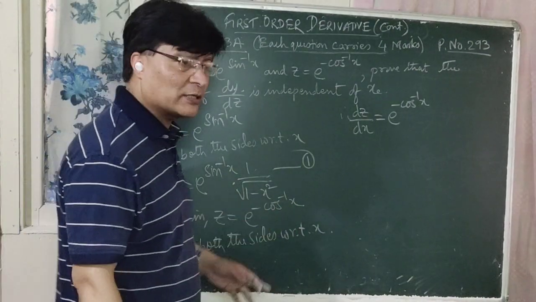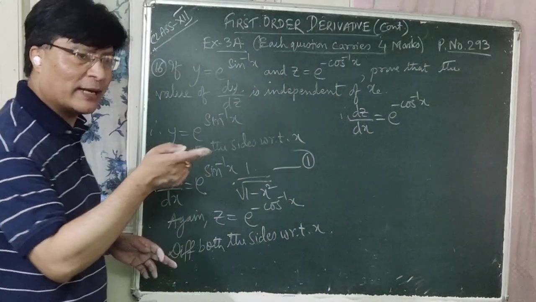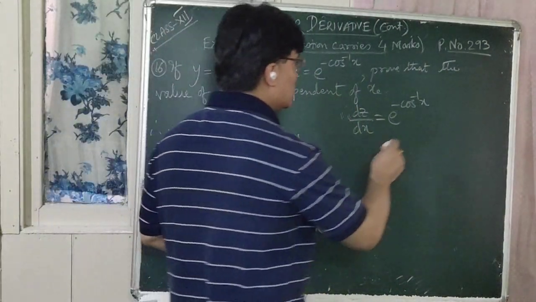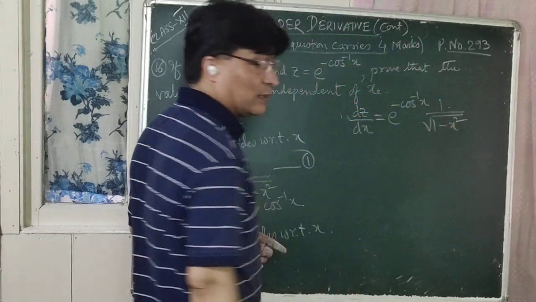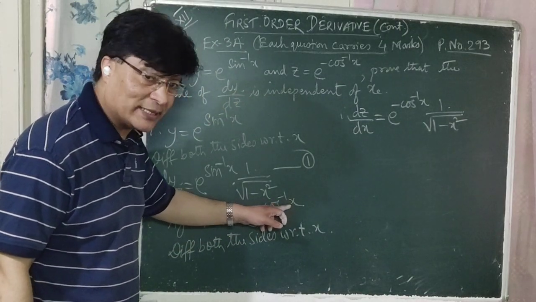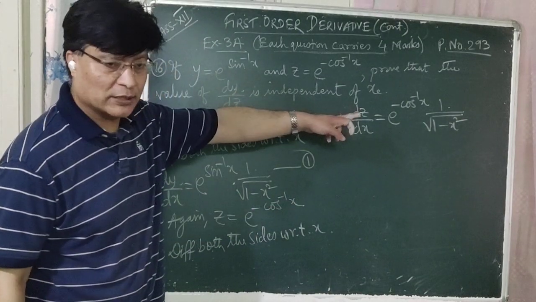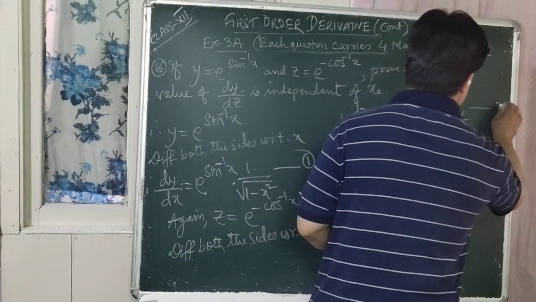So what is d by dx of minus cos inverse x? It is cos inverse x for differentiation, minus. So minus over minus, plus. So it is 1 upon root over 1 minus x square, because minus sign is already there. Again the differentiation of cos inverse is negative. So negative is positive. So 1 upon root over 1 minus x square. So let us mark it number 2.